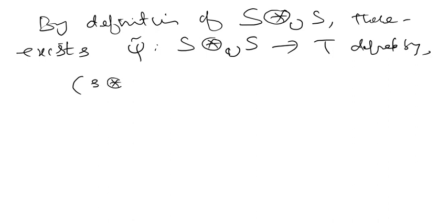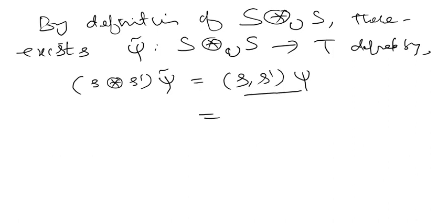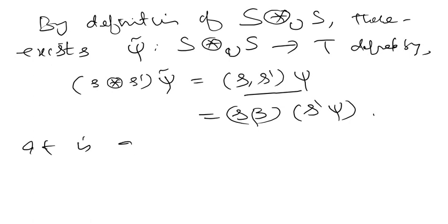S tensor S prime of psi tilde is equal to S prime of psi, but this thing is equal to this thing. It is equal to S beta S prime psi. Okay, so this is the definition. Now we had to show that D is in. Now it's given, what do you have? It's given that D tensor 1 is equal to 1 tensor D. This given you have.